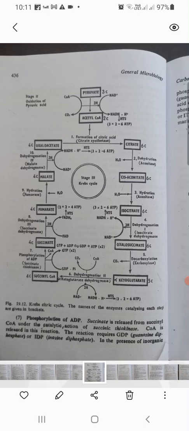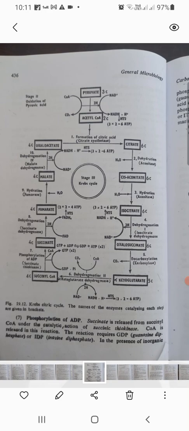Then succinyl CoA, that is 4 carbon atom containing succinyl CoA, is converted into succinate with the release of coenzyme A, and this is the phosphorylation of ADP. Succinate thiokinase is the enzyme working on it. Here GDP molecules are converted into GTP molecules.